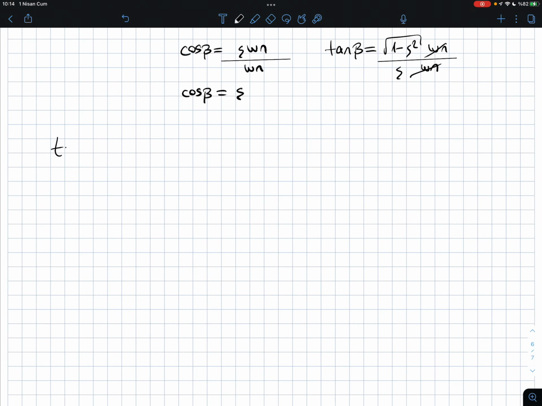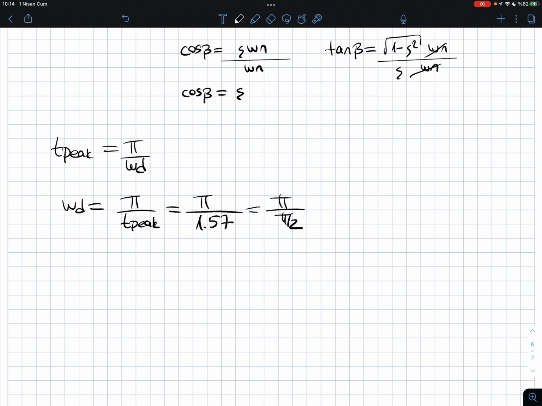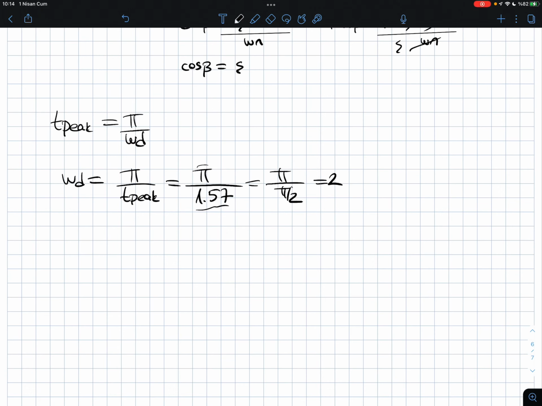So let's begin with peak time. Peak time is pi divided by omega d. Now this is converted into pi divided by t peak, since we know what pi is, and since the peak time value was 1.57. In order to be more correct, I should have given it like pi divided by 2, but that would be too obvious. So this is approximately pi and pi, so it would be 1.99 something, so we can use it as 2 for the sake of simplicity. So we have found out that omega d is 2.